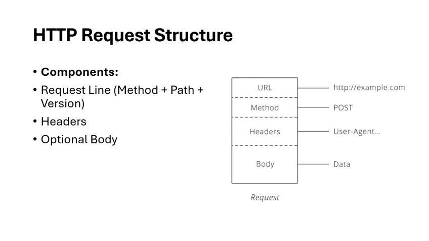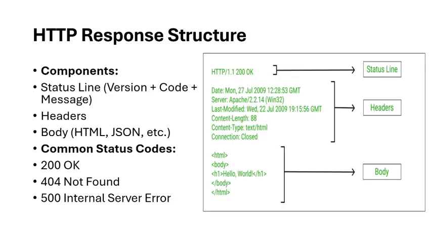In the HTTP response structure, we have a status line, headers, and body. The status line is the first line of the response that shows the result of the request. In headers, we have additional information about the response that is being sent. Next, the body is the actual data that has been requested by the client.